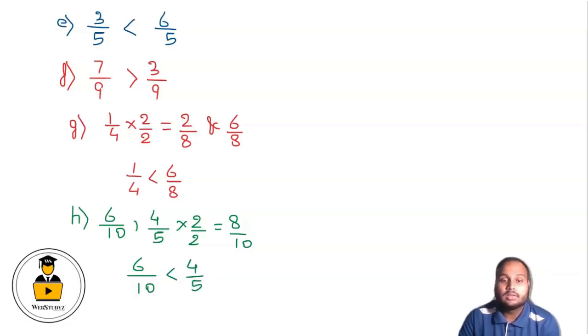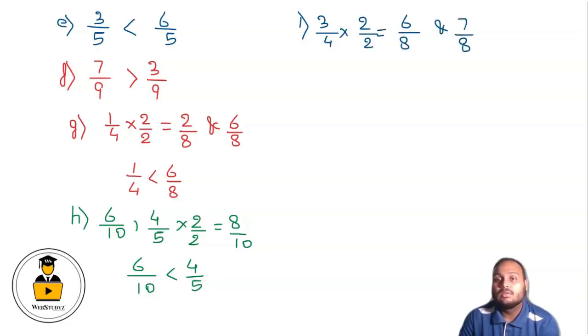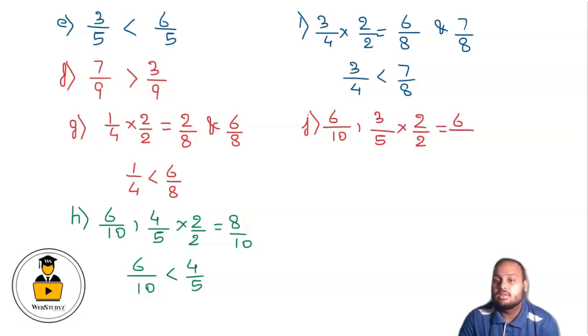Fine. Now let us solve the I part. In the I part, we have 3 by 4 and 7 by 8. So 3 by 4, if we multiply it by 2 by 2, we get 6 by 8 and we have 7 by 8. Fine. From here, we conclude that 3 by 4 is smaller than 7 by 8. Fine. Next, in the J part, we have 6 by 10 and 3 by 5. So 6 by 10 is fine, but 3 by 5, if we multiply it by 2 by 2, we get 6 by 10. Therefore, 6 by 10 and 3 by 5 are equal.